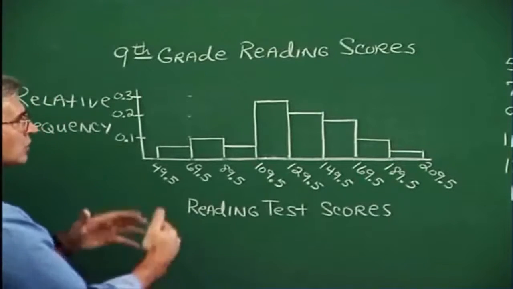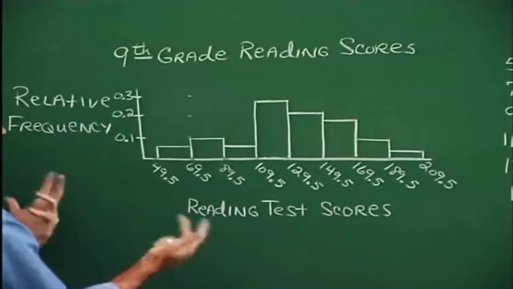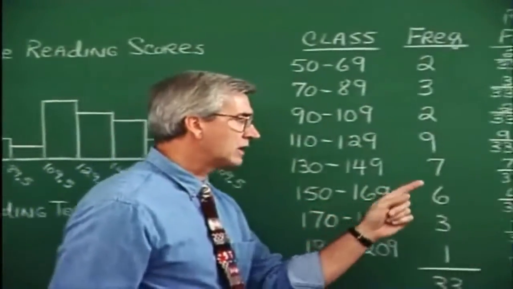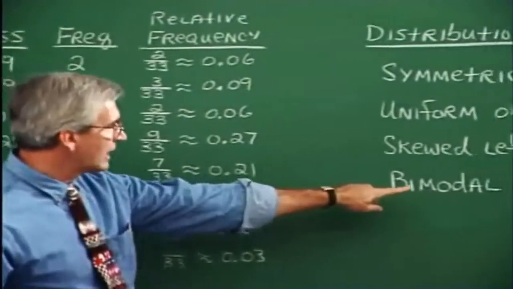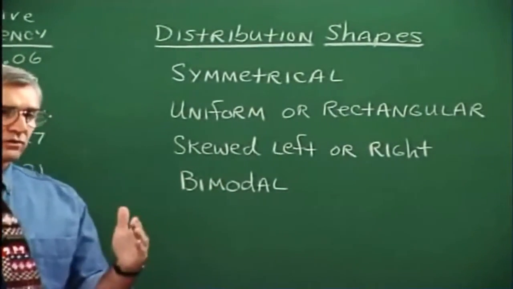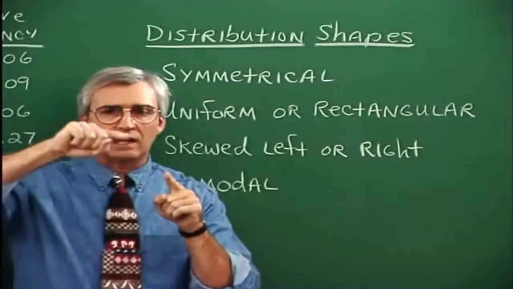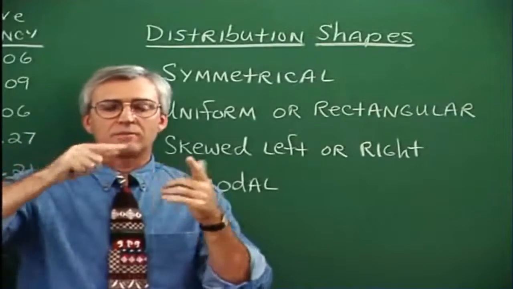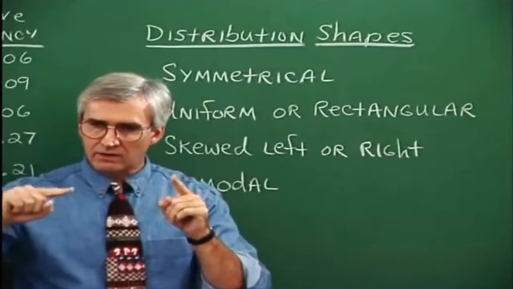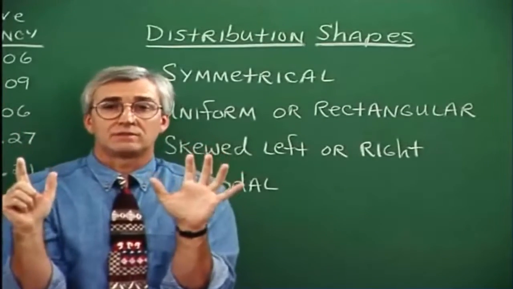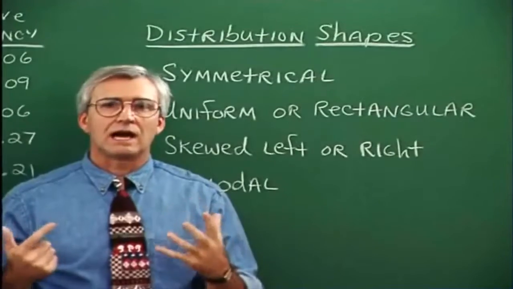And so it's not uniform, it's not symmetrical, it's not skewed left or right. Let's look at the last one. The last one is bimodal. Bimodal refers to a histogram graph that goes up, has a high class somewhere maybe to the left, and then goes back down, and then goes back up again to approximately the same level as that first high level.